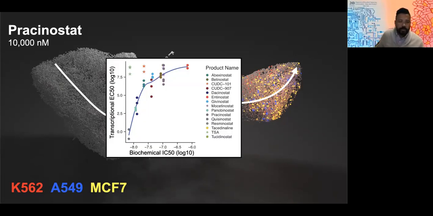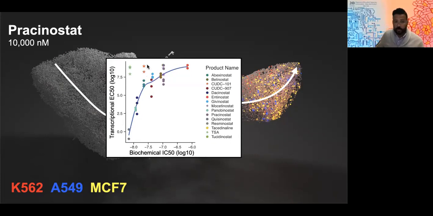Now, here I'm showing you the relationship between that transcriptional EC50 and the biochemical efficacy of a compound. It's IC50. I'll remind you that a lower value is a more potent compound. We do see that there's a nice positive relationship between the biochemical efficacy and our transcriptional EC50.